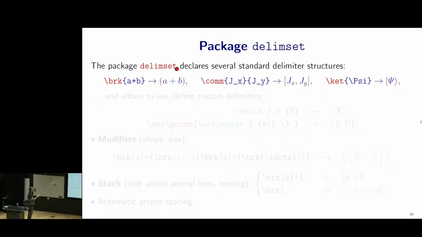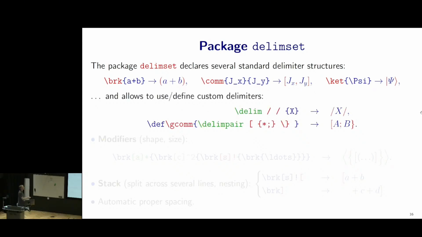So this is a package that declares delimiter structures, which are brackets. Now, if you want to code something like a plus b in brackets, you could just use this command to put the brackets. You would certainly not do that because it's probably too complicated rather than just putting the brackets. But maybe if you want to do more complicated things like commutators or Lie brackets, you could code them in this way, or kets or whatever.